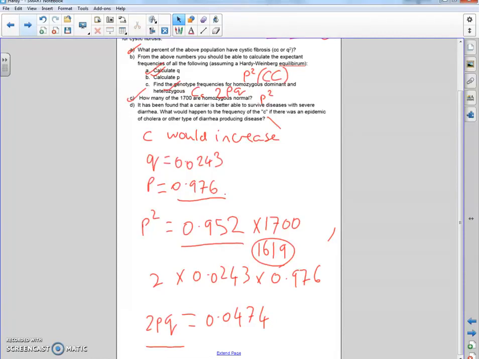Now, that's a Hardy-Weinberg example using real numbers from the real world. There are a couple of other examples on the worksheet. Have a go at those. Rewatch the video to follow the working if at any stage you get stuck. But I think it's relatively straightforward.